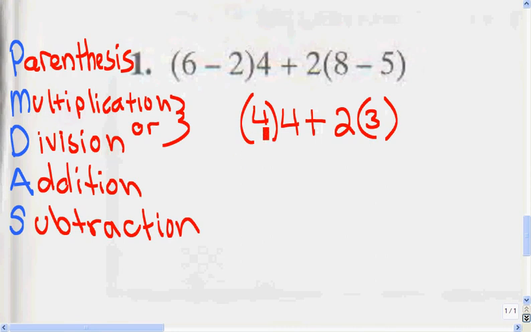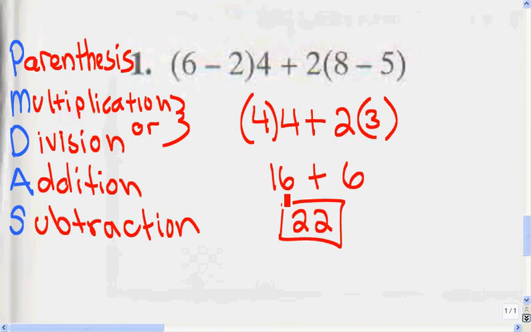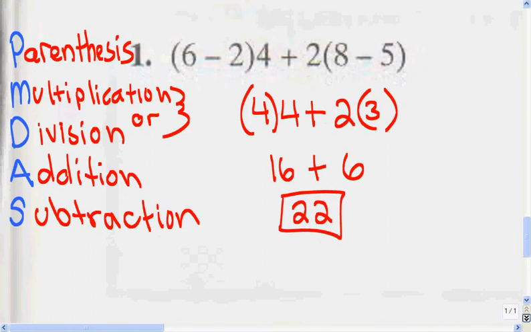What's 4 times 4? 16. Plus 2 times 3, which is 6. Now that we've done multiplication, now we're going to do addition. 16 plus 6 is 22. And that's our answer.